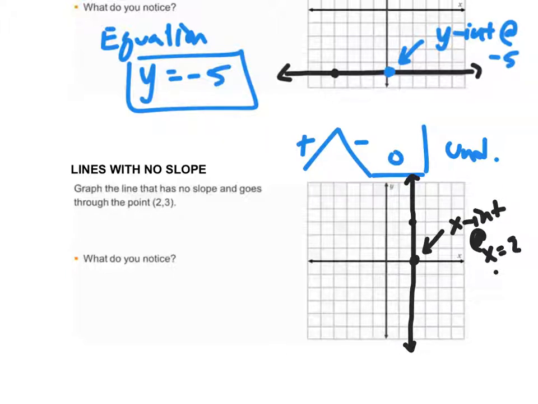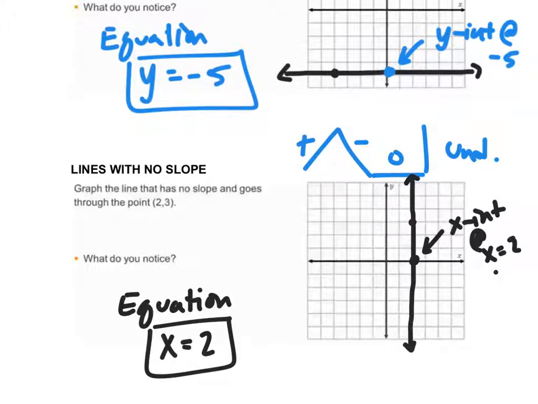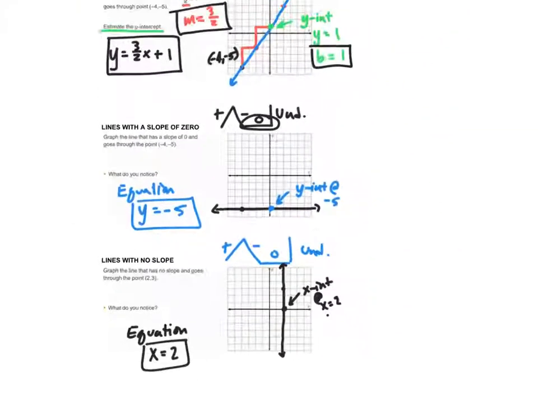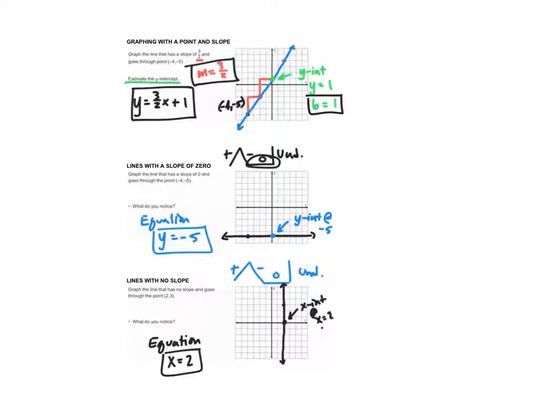So what I can do is write an equation, and I can say that x is equal to 2. And that's what I've got. So it's mainly just, are you able to look at a graph, identify those pieces of information, and then write the equation. So that's all I got for this.